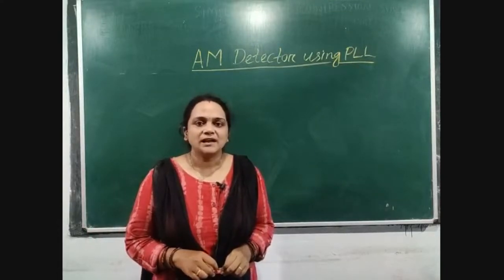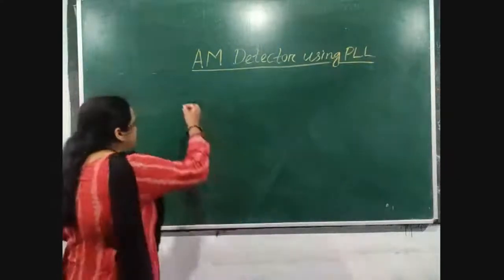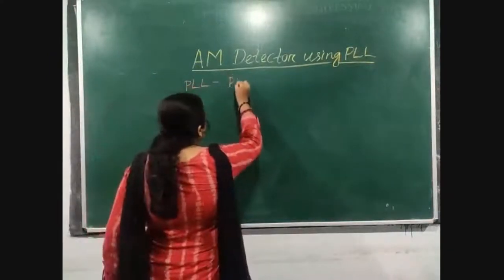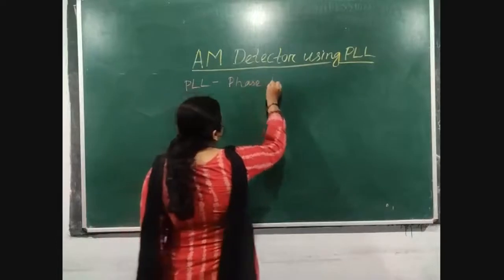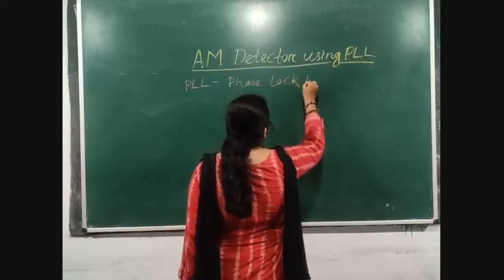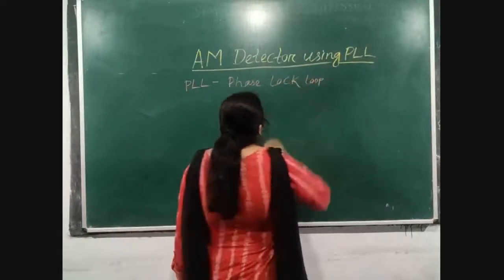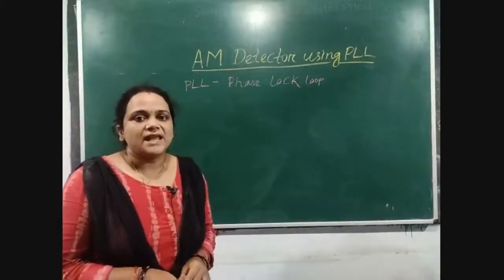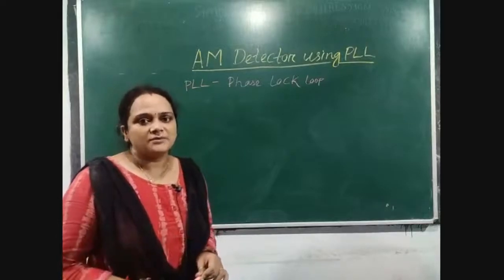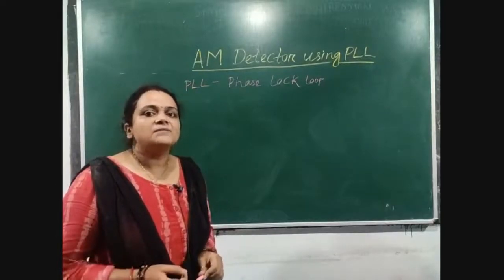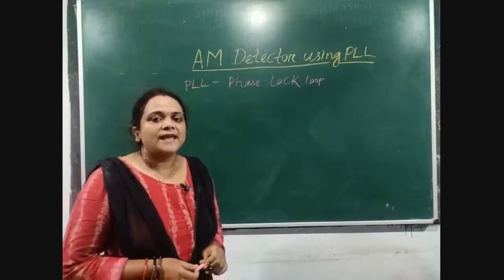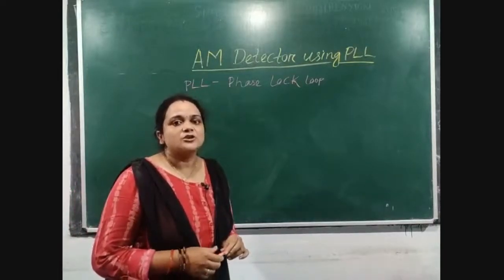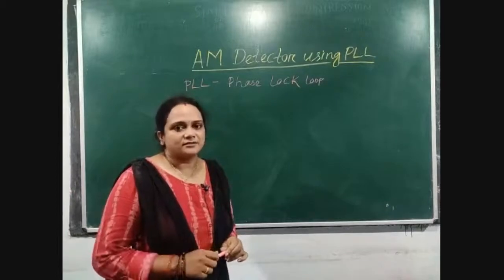So what is PLL? The full form of PLL is phase lock loop. So PLL is the feedback system that tracks the input signal and minimize the phase error. In coherent detection, PLL is used to remove the phase error.